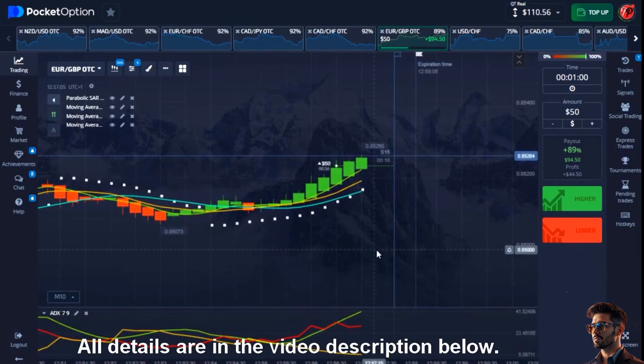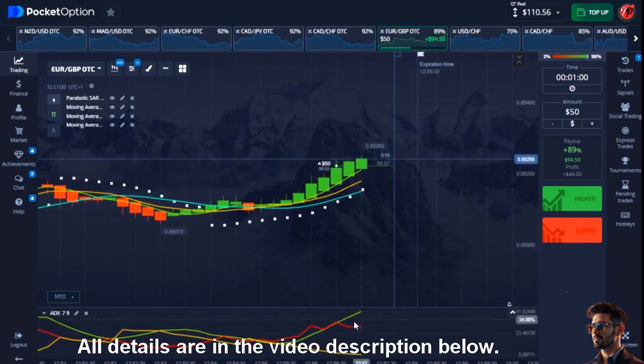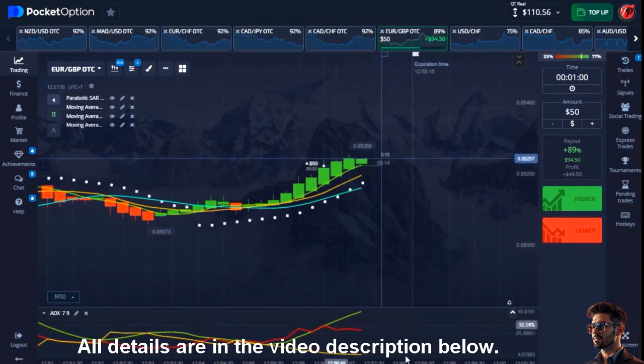So guys, it is very important that you're confirming this with the ADX line. That's the more reason why I asked you to change it to green and red. So if you're going for a down trade, the red needs to be giving you a very strong downtrend. And if you're going for an up trade, the green needs to be giving you a very strong uptrend. I hope that is clear.